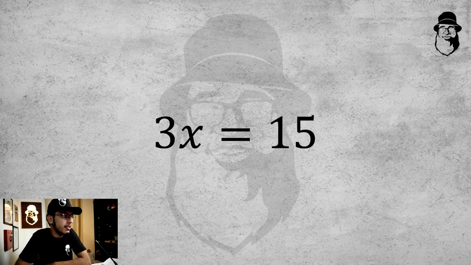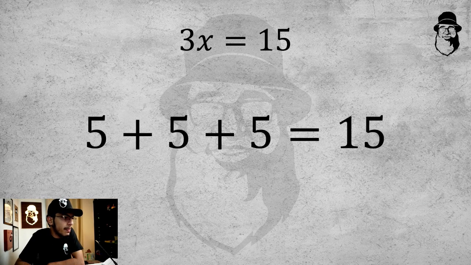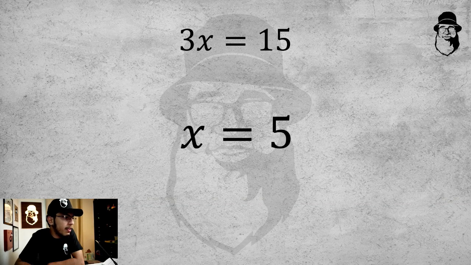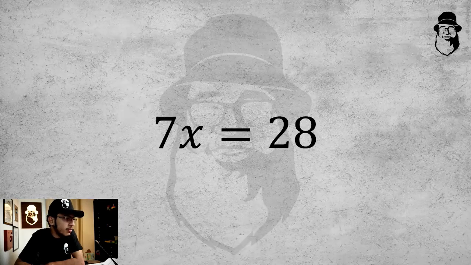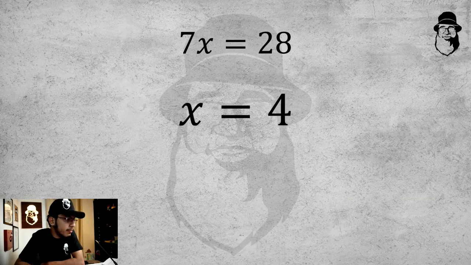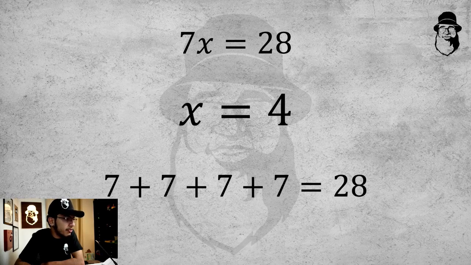Solve 3x is 15. This equation says that 3 times a number is 15. So the answer is clearly 5 as 3 5s make 15. So we write x is 5. Solve 7x is 28. x is 4 because 7 4s make 28.